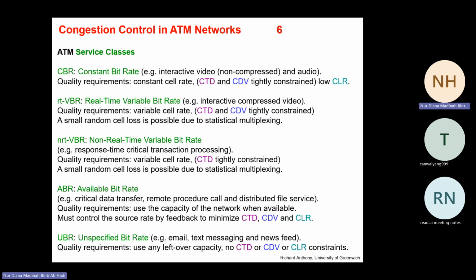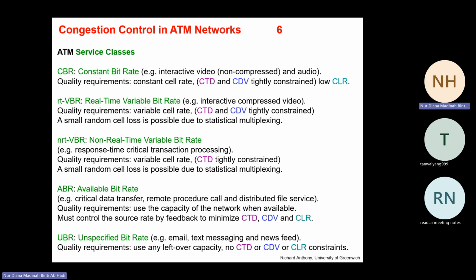Next, these are the service classes that I mentioned just now. In previous chapters I also mentioned some of them, for example real-time variable bit rate and non-real-time variable bit rate. And then we have constant bit rate, already mentioned previously. The new things here are ABR and UBR.